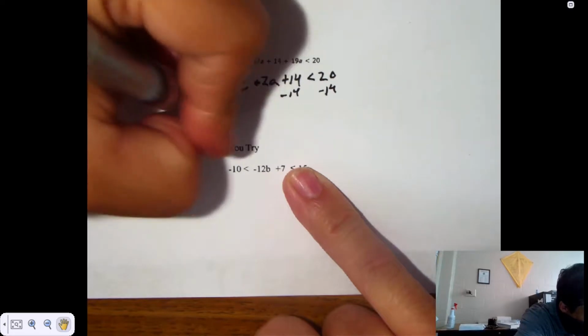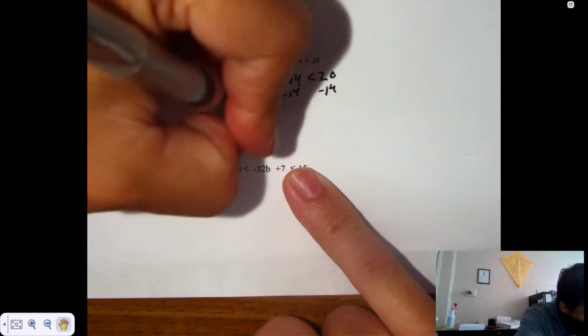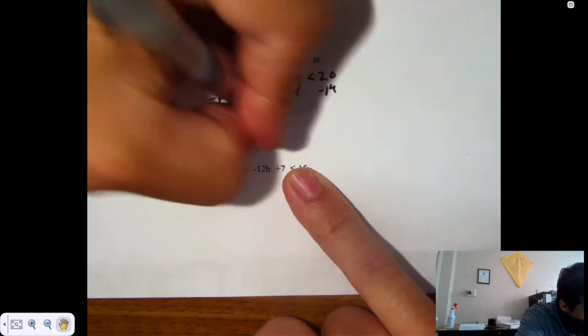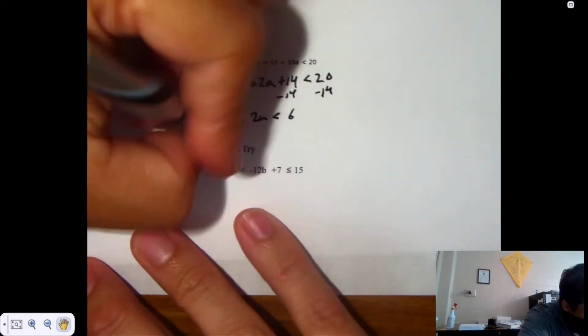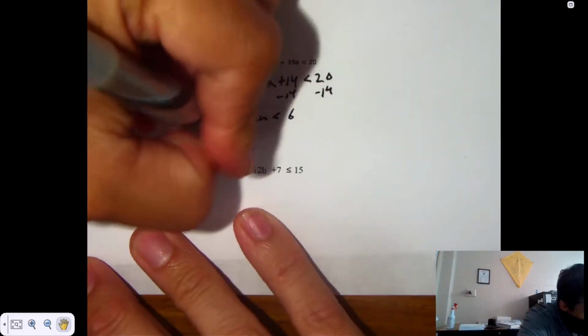13 minus 14 is negative 1. 14 minus 14 is nothing. 20 minus 14 is 6. And one more step and this one's done. Divide by 2. That's right, Anna. So negative 1/2 less than or equal to a less than 3.